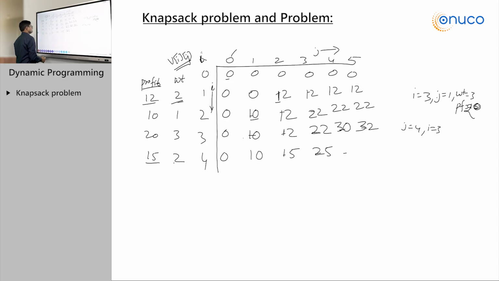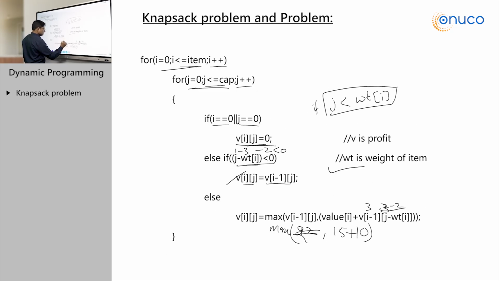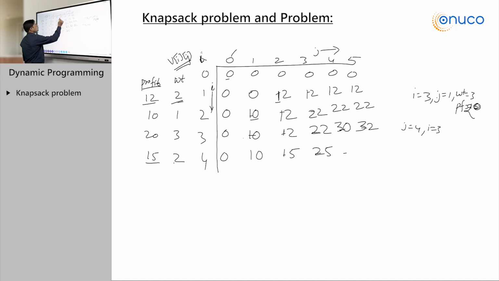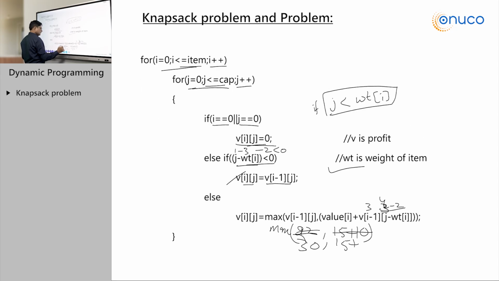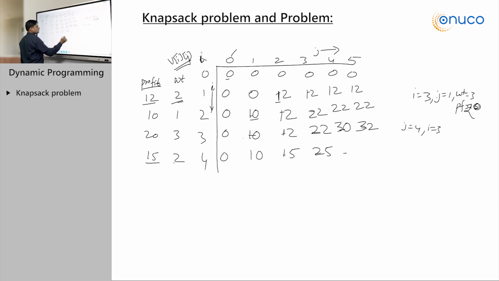We come to this. We'll check here. Previous row, same column. Previous row, same column means this value is 30, right? Comma, the value of I is 15 plus previous row. So 4 minus 2 is 2, 3, 2. 3, 2 is 12. Hence, 15 plus 12 is 27. So 30 is larger. So we'll go with 30.